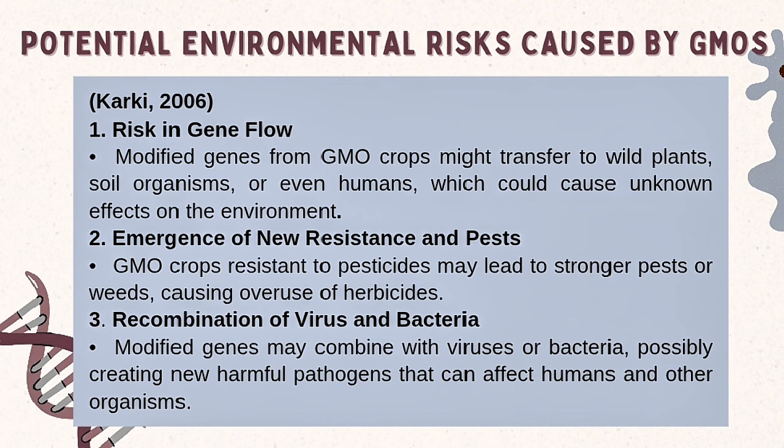My topic is the potential environmental risks caused by GMOs. Genetically modified organisms may benefit agriculture, but they also pose environmental risks. The first risk is gene flow. This means the modified genes from GMO plants can spread to wild species or soil organisms, which might disturb natural ecosystems. The second risk is resistance. When pests and weeds adapt to survive pesticides or herbicides, they become harder to control.